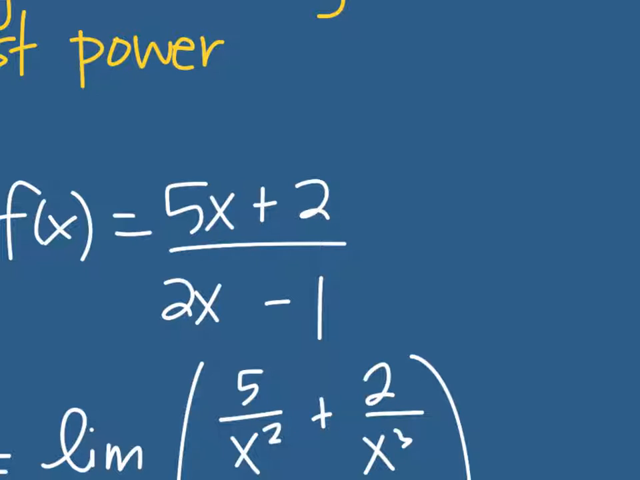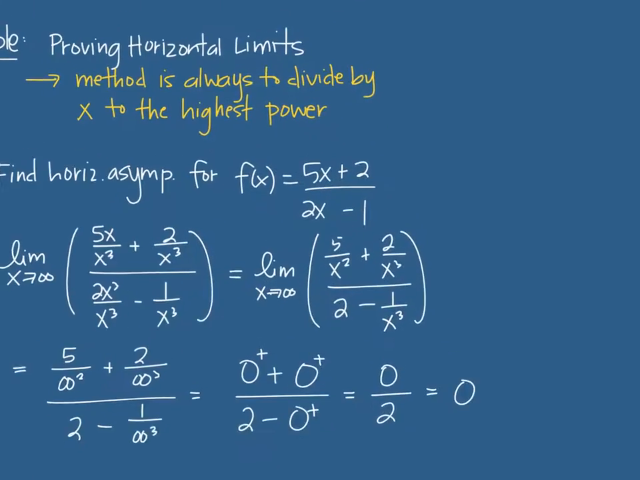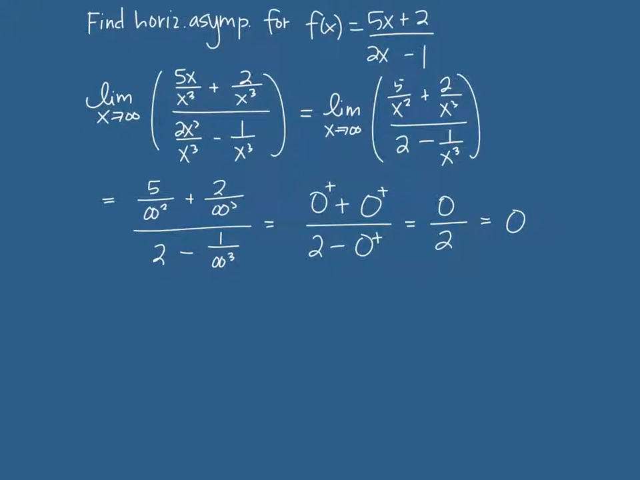But if they're asking you to prove it, the strategy is still the same. Divide by the highest power of x, which now is only x to the first. Divide each term, take the limit, and you'll prove that it comes out to be 5 over 2. Okay, all right, great. So let's move on to vertical asymptotes.